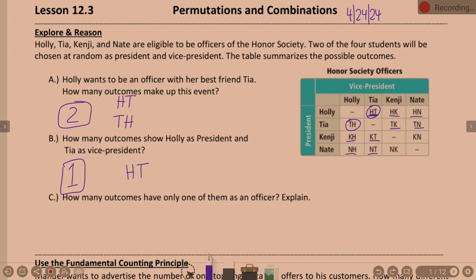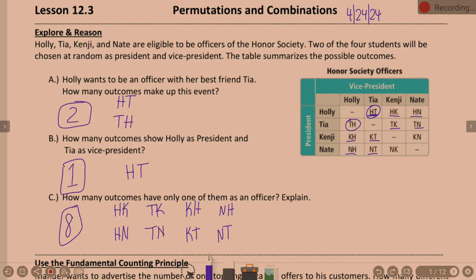Okay. So do you see the 8? 8 of them with only one of them, so 8 that have either just Holly or just Tia, combined with either Kenji or Nate. So there are 8 there. My explanation is just going to be listing them real quick. So HK, HN, TK, TN, KH, KT, NH, NT.